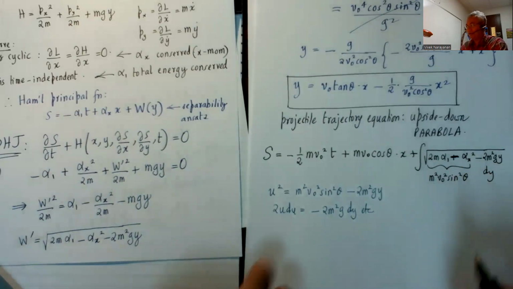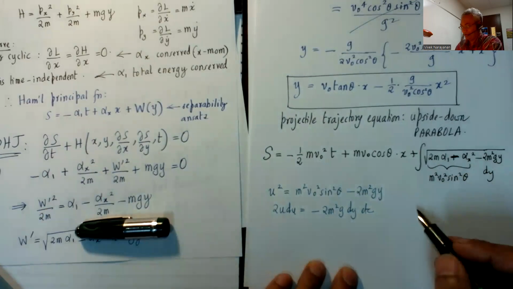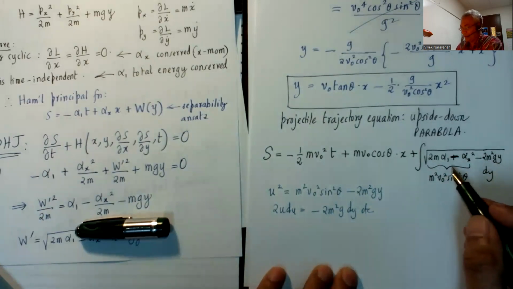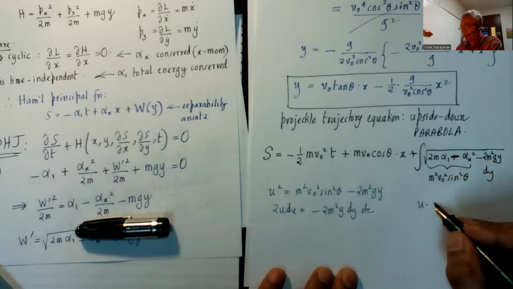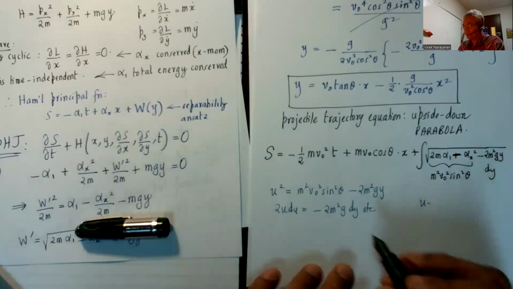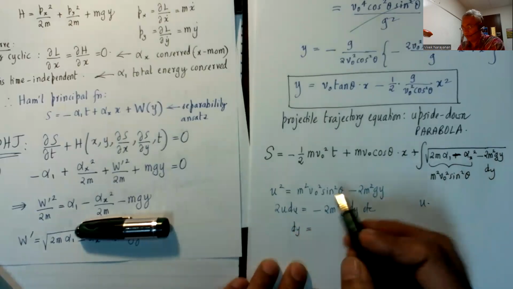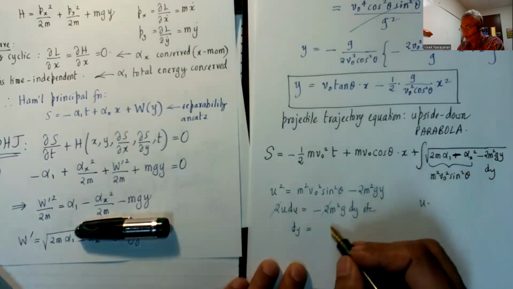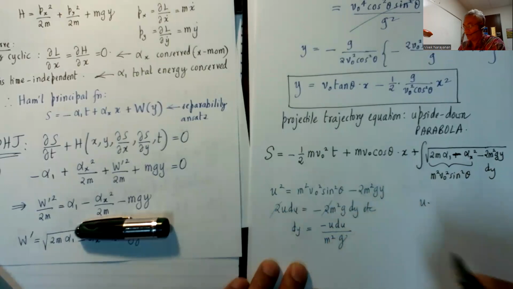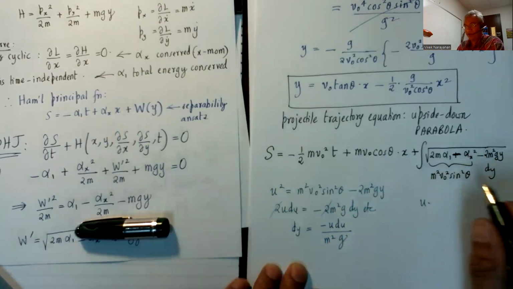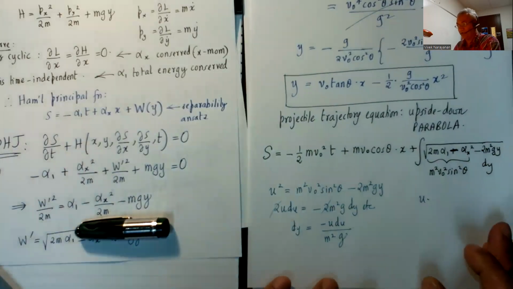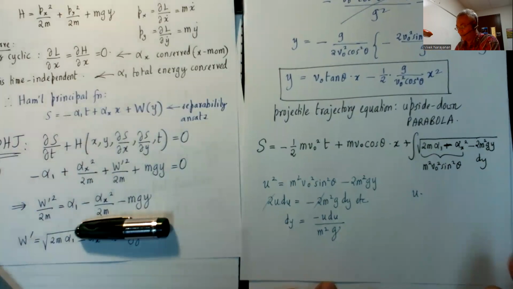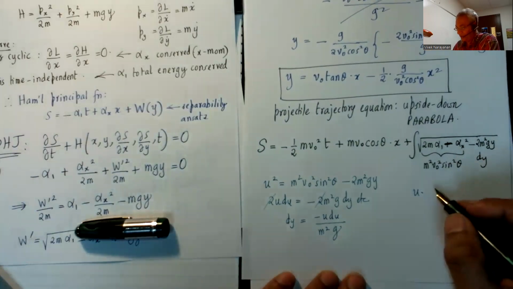I think I should do it. I'm trying to talk myself out of doing it, but I think I should do it. So this is going to be U times dy, which is going to be, the 2's will cancel out, so dy equals negative U du over m squared g. I always regret not doing these little things because when I review the video, I think, man, I should have done that. The video is already an hour and a half long. What's another 5 minutes? So I'm just going to go ahead and do it.